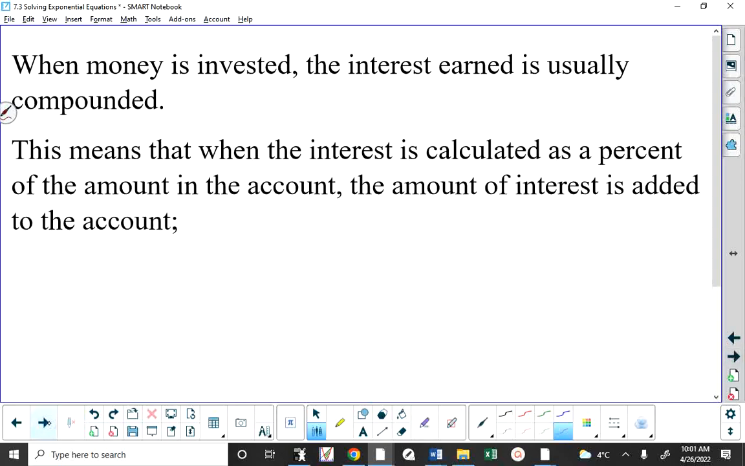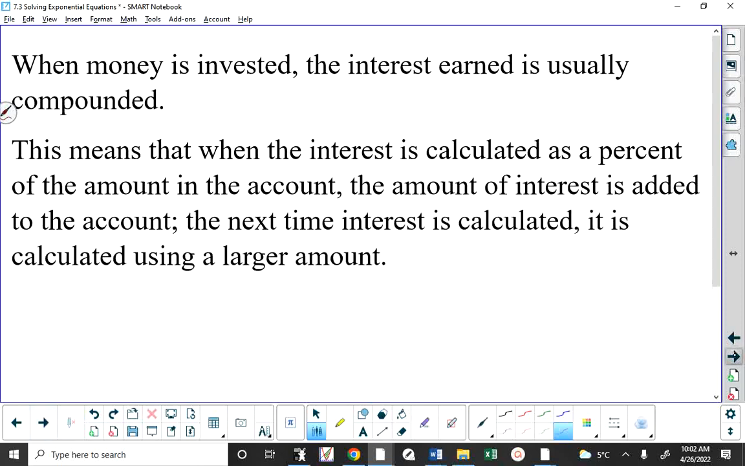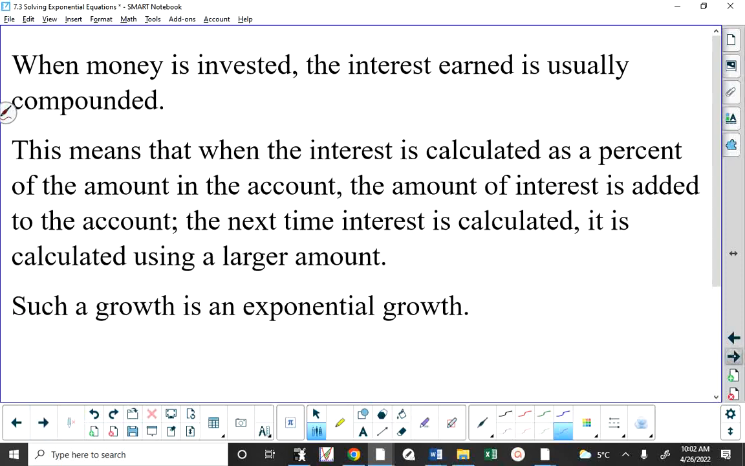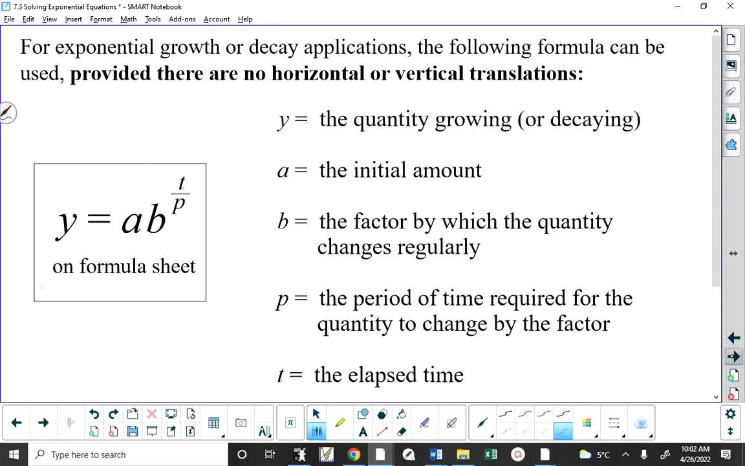What does compound interest mean? When you calculate interest, let's just say I have a certain amount of interest, 5% that happens every year. At the end of the year, they take 5% of my money and they add it to my account. And then at the end of the next year, they take 5% again, but they take 5% of whatever the new balance is. So the amount that you're getting 5% of is growing each time, so the 5% is more each time. And that's what exponential growth is. So the next time they calculate interest, it's calculated using a larger amount. Well, that's exponential growth, and that means we can use this formula.